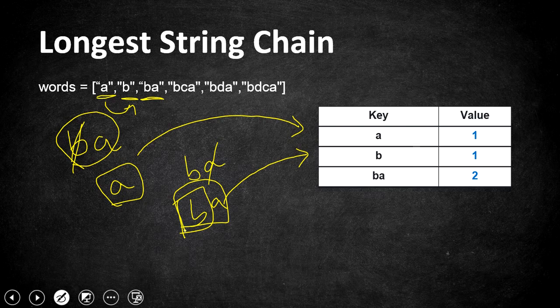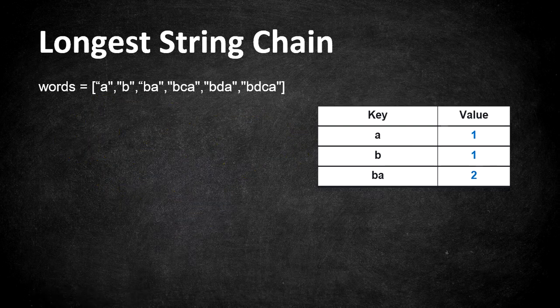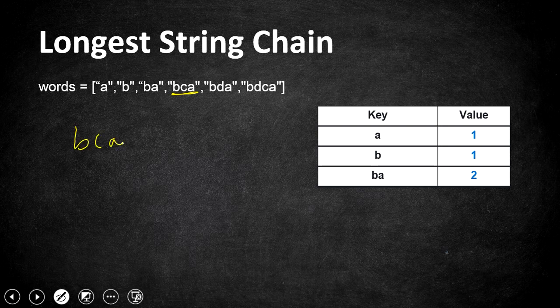So this word is done. Moving on to our next word in the list, BCA. In our next iteration, pick the word BCA and find all possible strings without one character. First, for BCA, we are going to remove B and check whether CA is present in the previous chain. In our hash map, we don't have CA. So in that case, it cannot be a part of any long chain in the list.